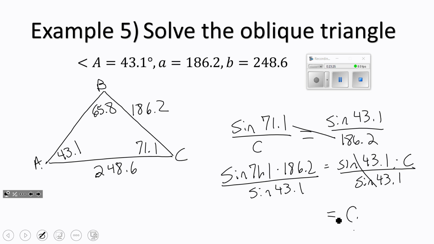And so in your calculators, I encourage you to do this with me, to make sure you're putting it in correctly, because that's an issue sometimes. The sine of 71.1, hit enter, times 186.2, hit enter, and divide it by the sine of 43.1. Hit enter. And what do we get? Does it make sense that our answer would be 257.8? Because what did you tell me you knew about that side?